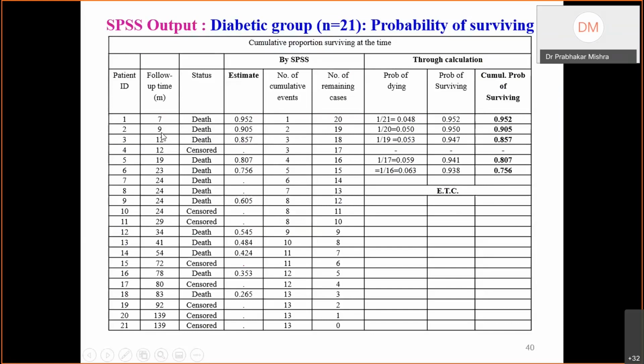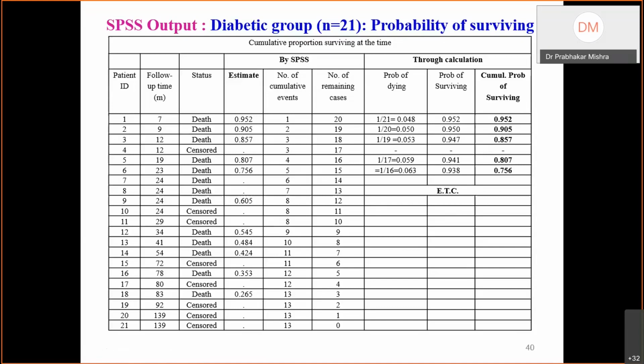See, the next one is after 2 months, the 9th month. Sorry, in the 9th month of follow-up, one patient died. So this patient died after 9 months of follow-up.